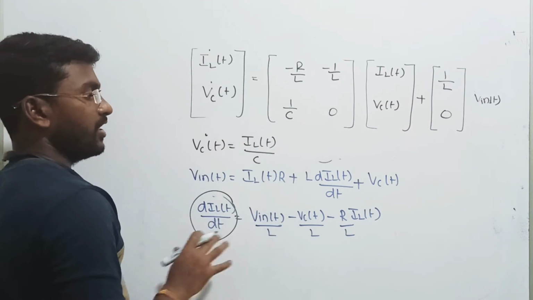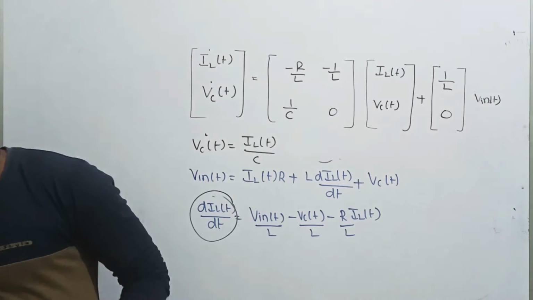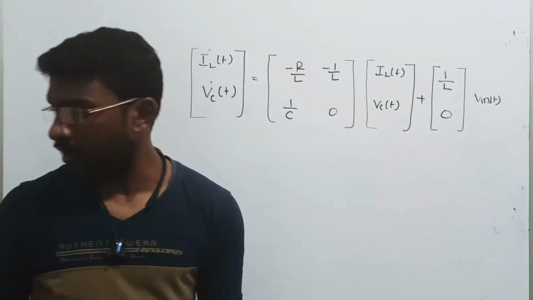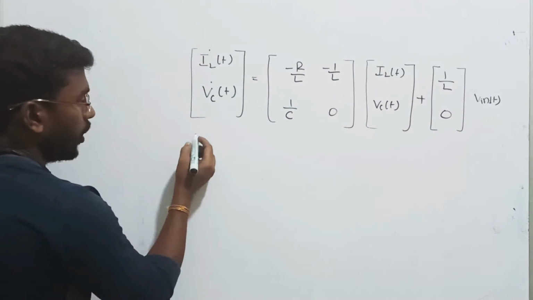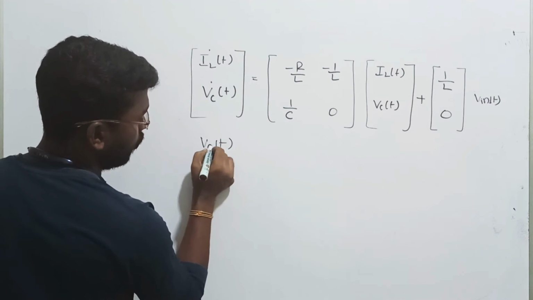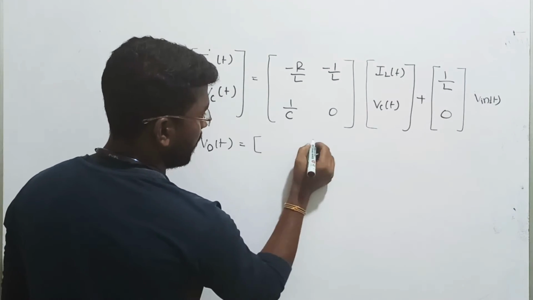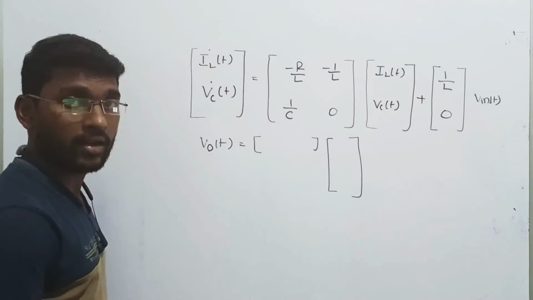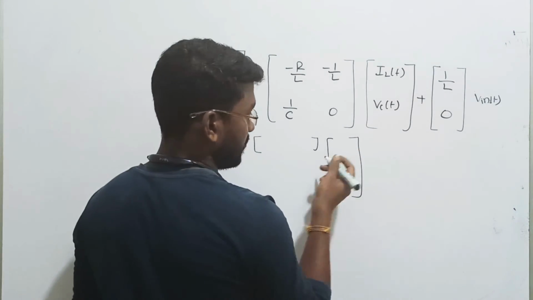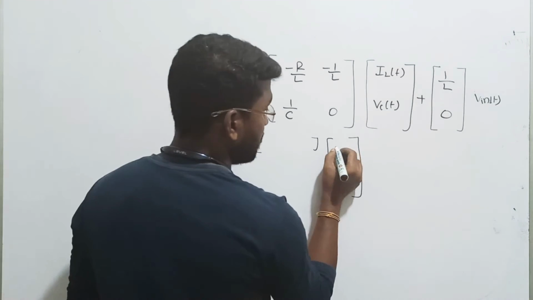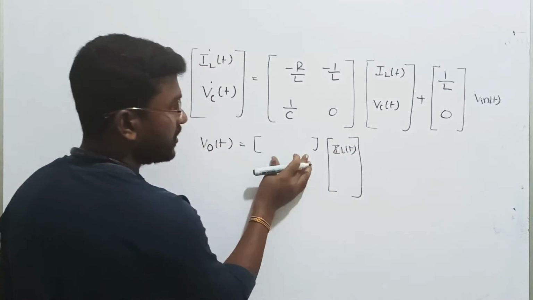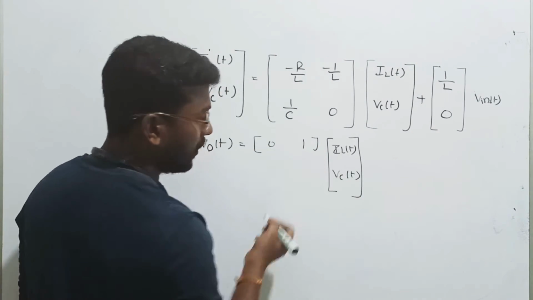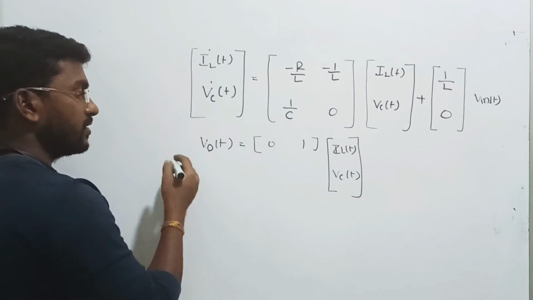So everything is written, it is over. Now the output equation. Output is very simple, the output voltage is equal to Vc of t. So simply I can write y of t as Vc of t. Let me write matrix C, which is a row matrix. The output voltage can be written as matrix C into the state vector, IL of t and Vc of t. We know 0 into IL of t plus 1 into Vc of t, and Vc of t is the output. Yes, that's all.